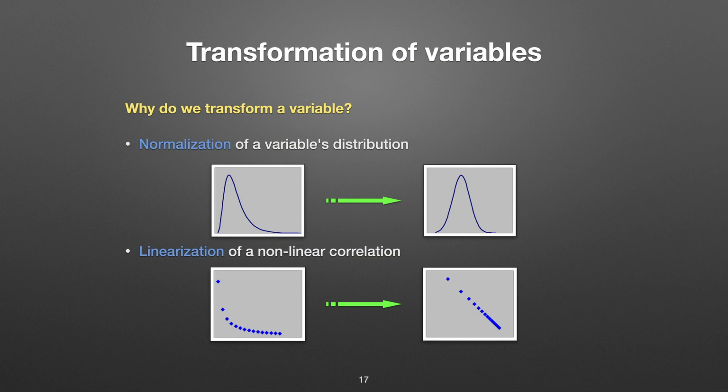Now we move to a very important topic, transformation of variables. Why do we transform a variable at all? According to the slide, there are 2 main reasons. First, to normalize the distribution of a variable. Second, to linearize a non-linear correlation. So transformations are not cosmetic tricks. They are not there to make the data look fancy. They are there to make the data more suitable for proper analysis. Basically, we are not cheating. We are negotiating with reality in a mathematically polite way.